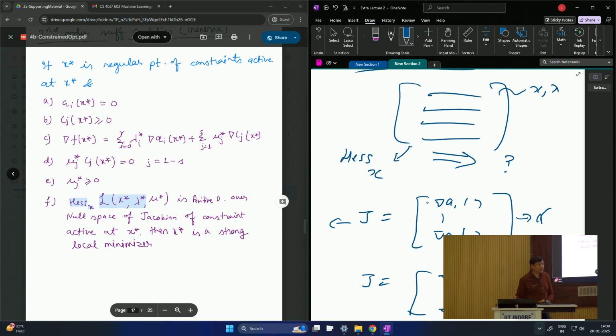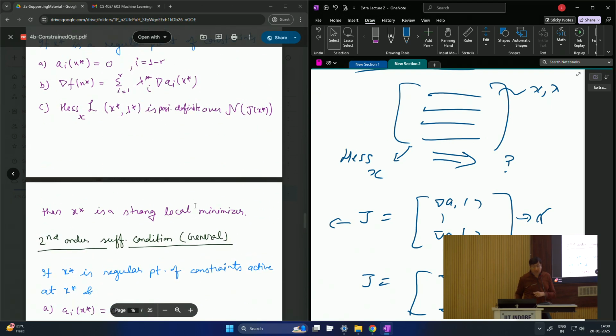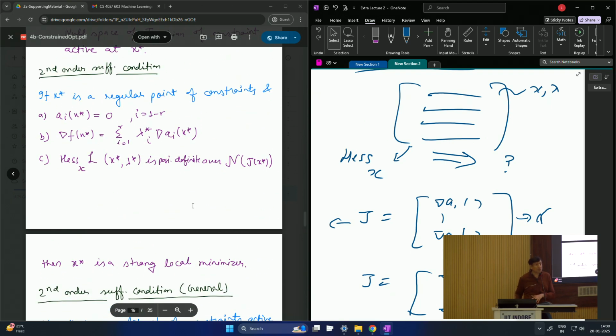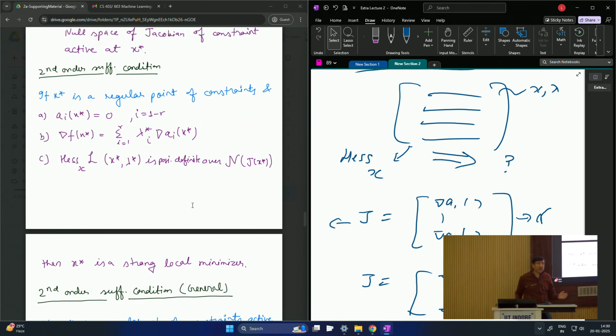I've just given you a flavor, because this sufficiency condition takes a full lecture. I first explain what a null space is, then I do one example for the equality constraint, then one example with the inequality constraint. But I'm not doing this for you because we are not going to use it tomorrow. But you should understand that there is a sufficiency condition in the general case, and it has to do with the second derivative.